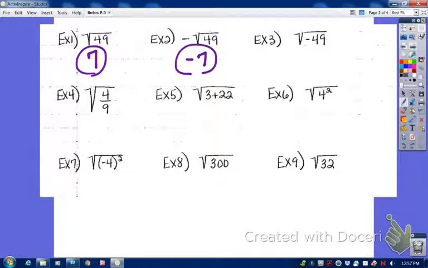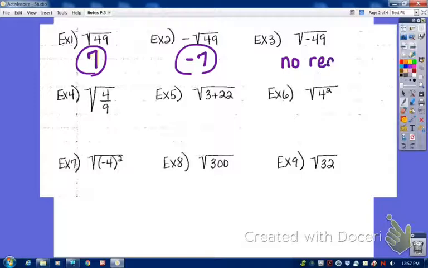Example 3, it's not okay for a negative to be underneath the square root. When you take the square root of negative 49, you can't say it's 7 because 7 times 7 is positive 49, and negative 7 times negative 7 is positive 49. The square root is asking you what times itself is that number. So there's no answer for this one, and it's because it's really an imaginary number.